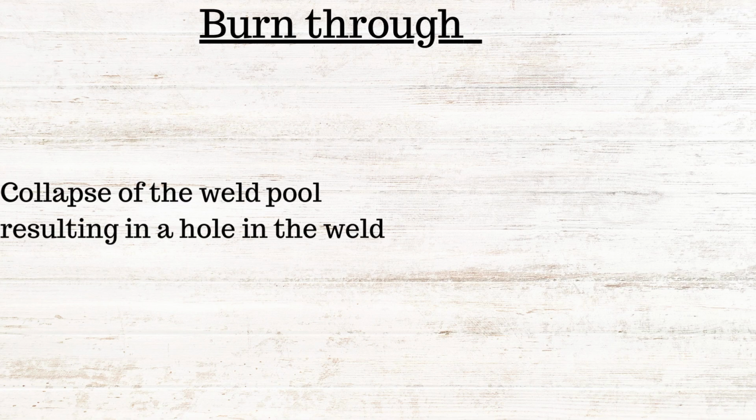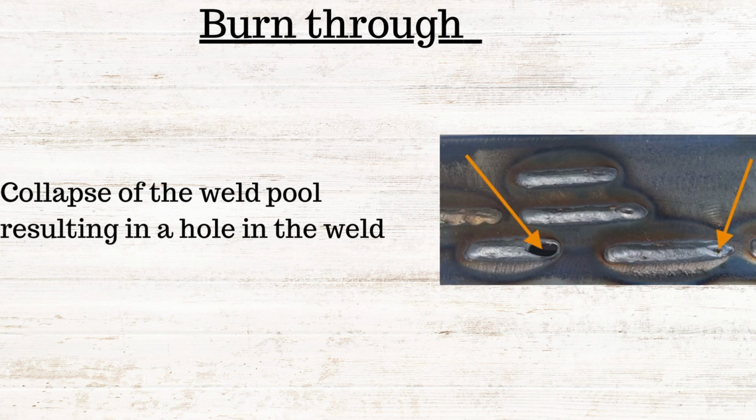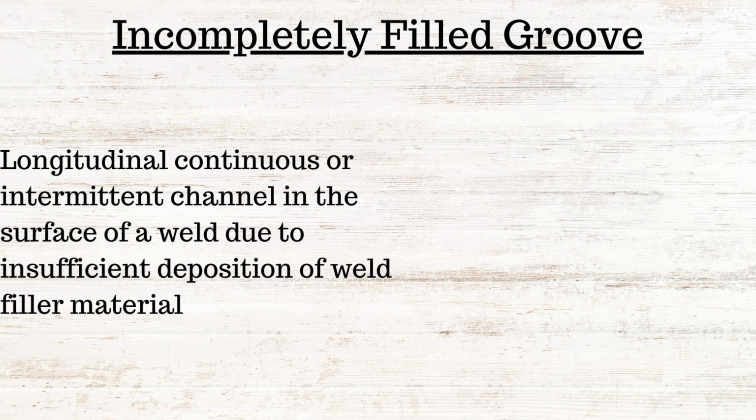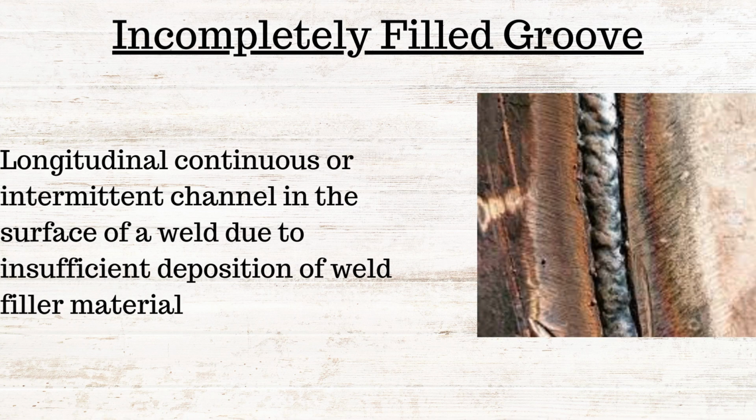There is another type of imperfection which is called burn through, which is a collapse of the weld pool resulting in a hole in the weld. So you can see in the picture big holes which are happening. Next one is incompletely filled groove, which is a longitudinal, continuous or intermittent channel in the surface of a weld due to insufficient deposition of the weld filler material. Right. You can see in the picture for clarity.